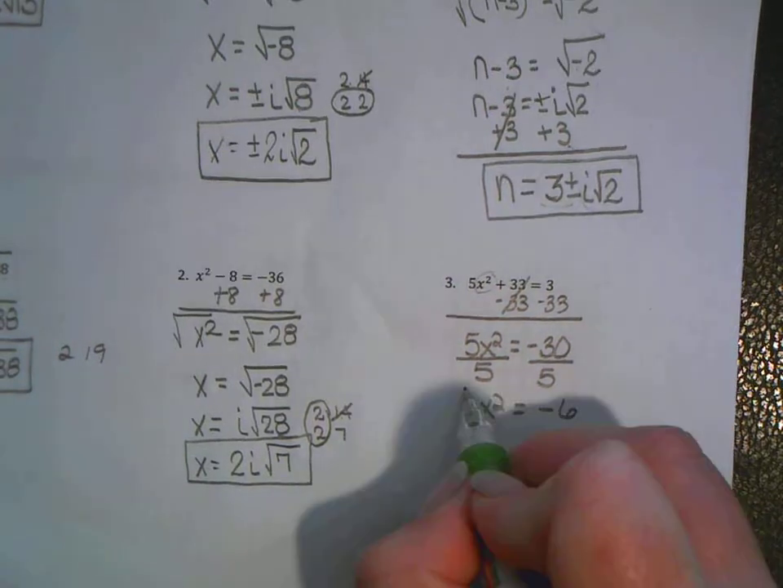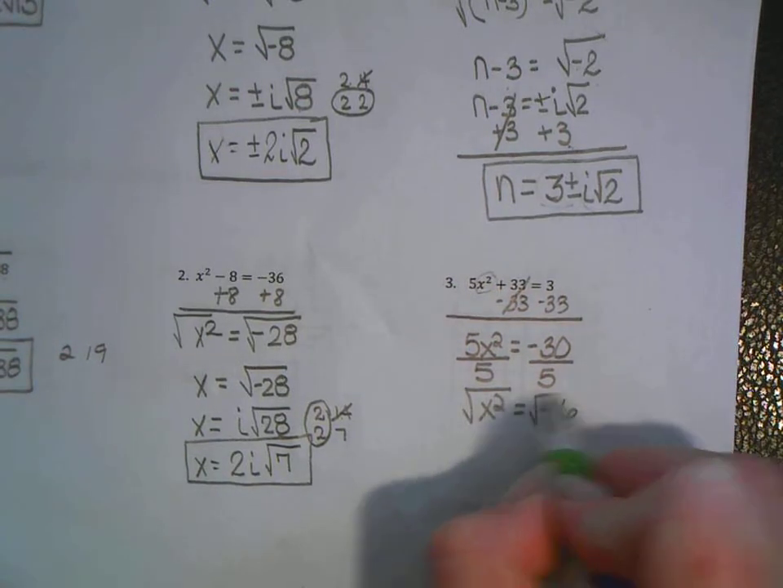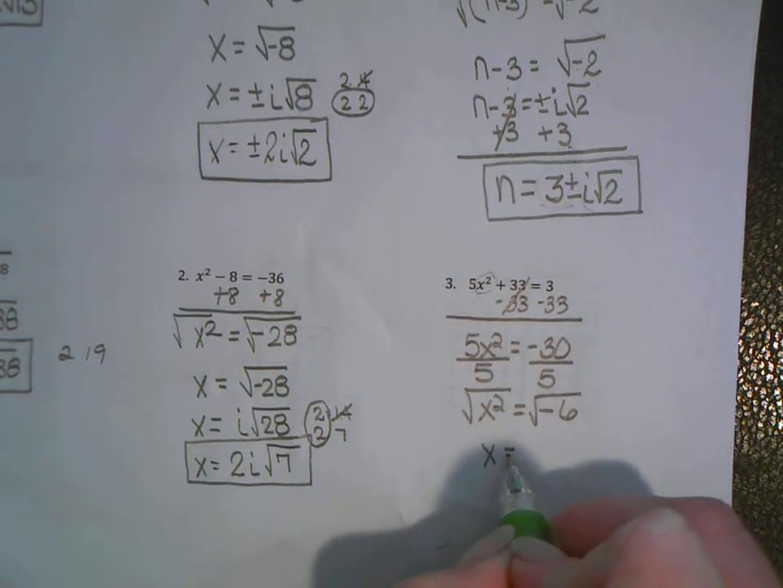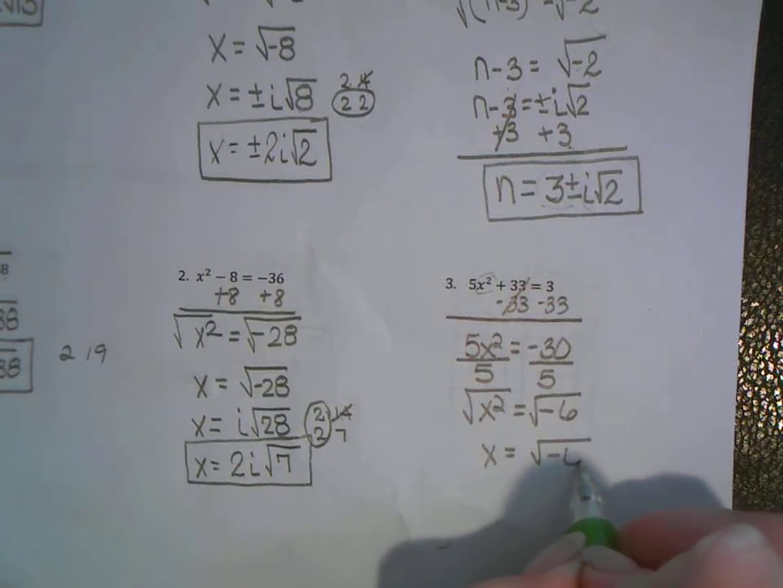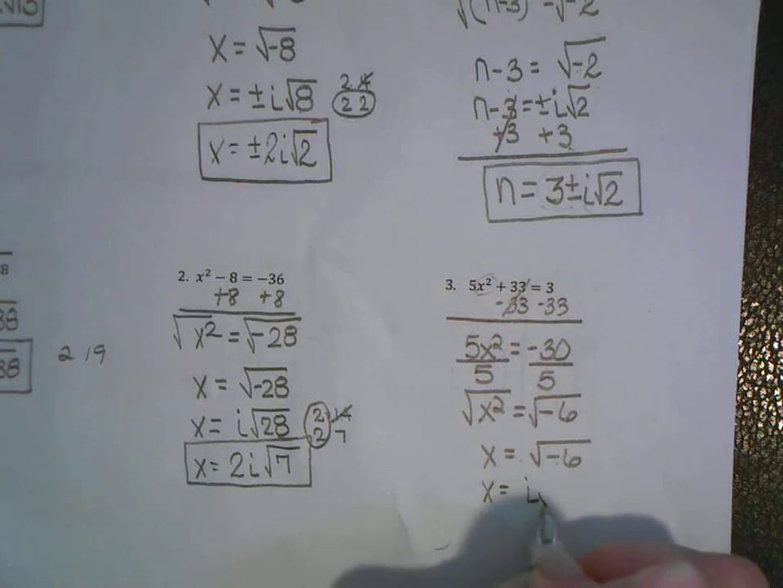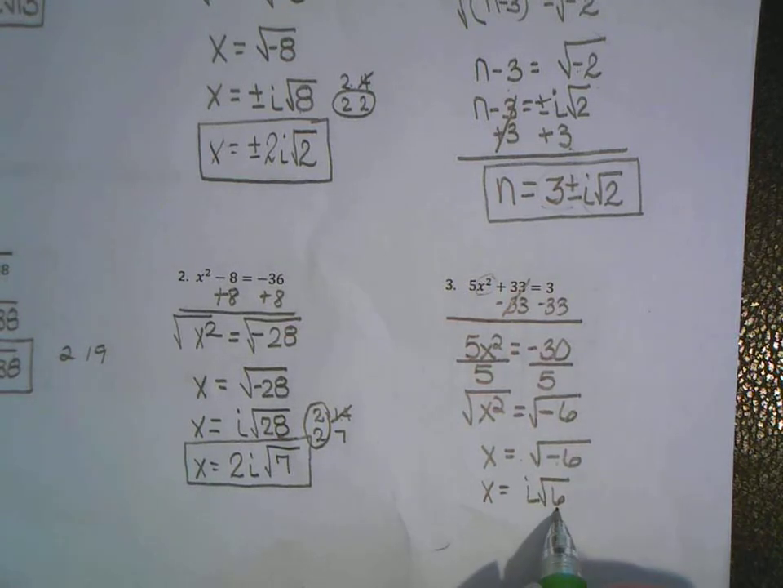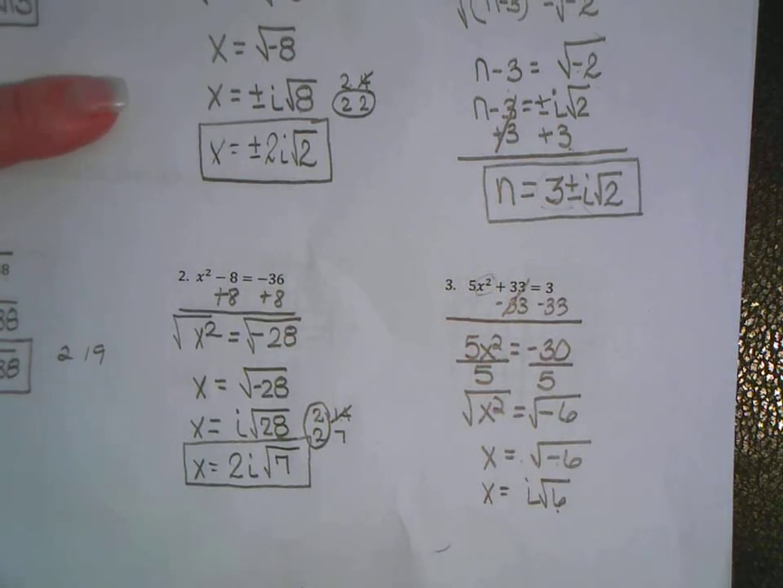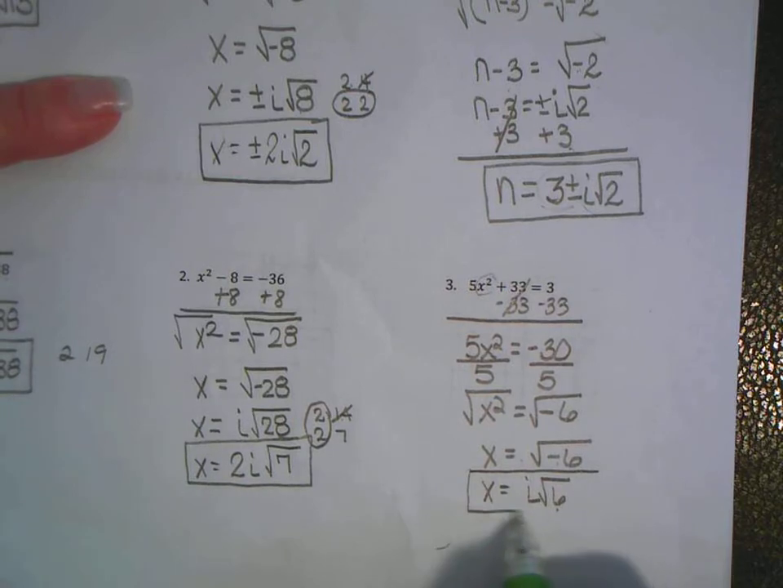You want to go ahead and take the square root of both sides. So you have x equals the square root of negative 6. Can't have a negative inside the radical, so you're going to take it out. And check to see if what's left under the radical can be broken down. And 6 just breaks down to 2 times 3, so it can't be simplified, so you leave it alone. And that's your answer.